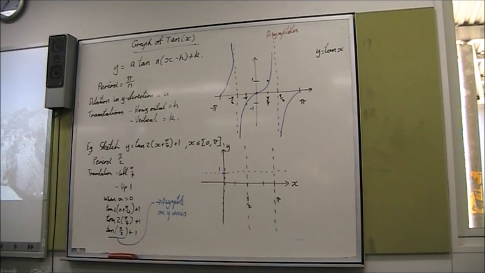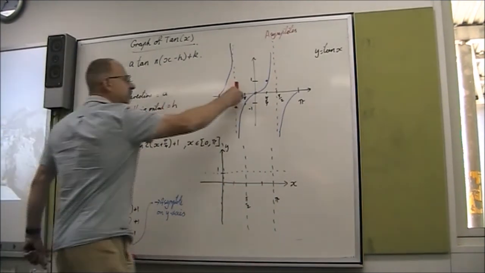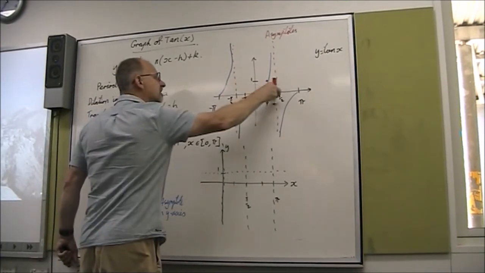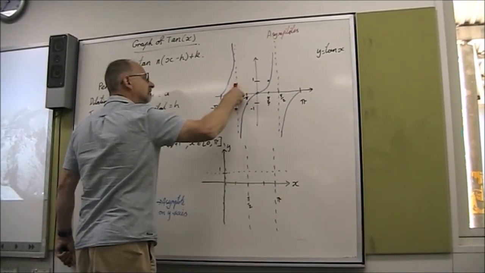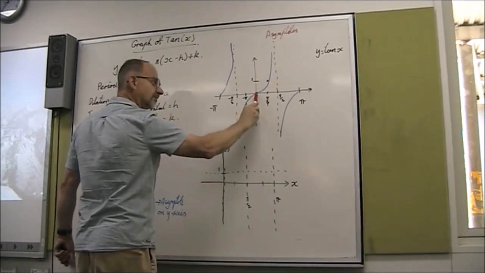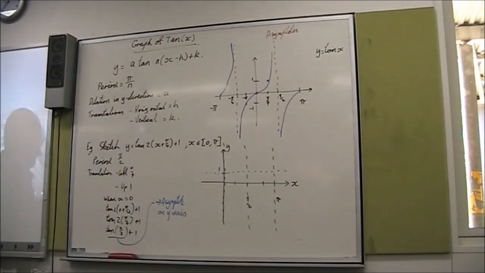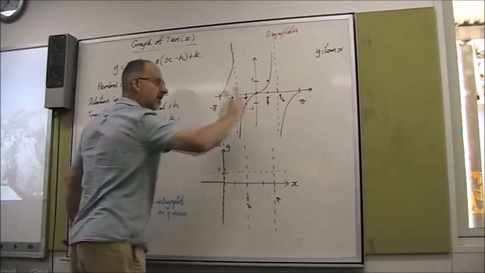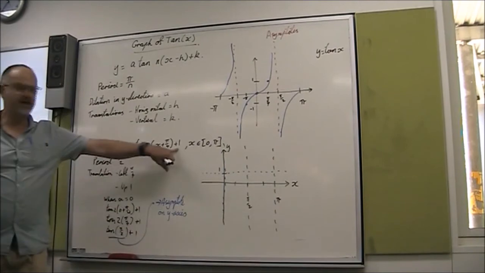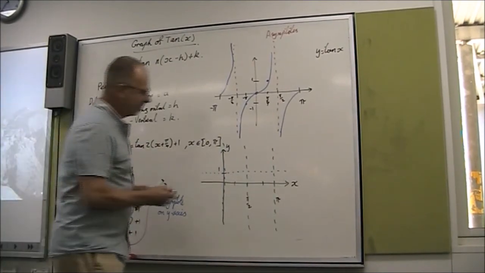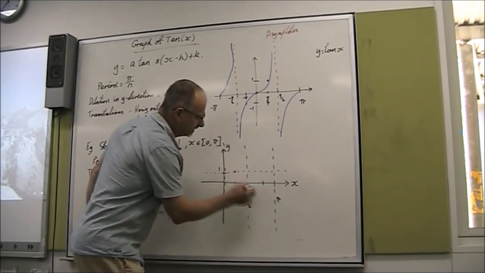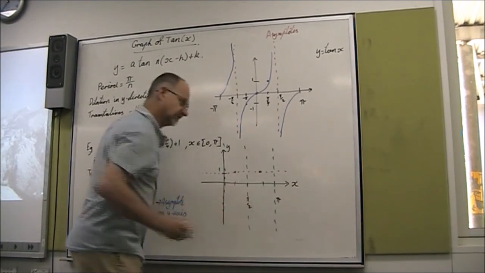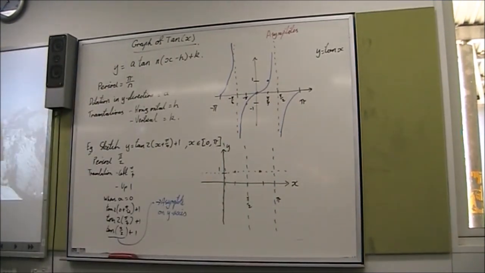Now, what happens halfway between our asymptotes? Halfway is where it crosses that midline, if you like. And because we've been translated up 1, halfway between those is where it crosses that point there. Yes? Am I right? Yeah.